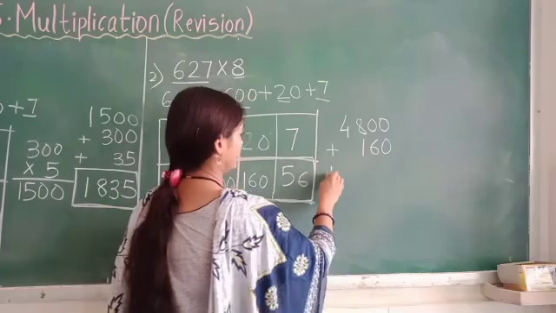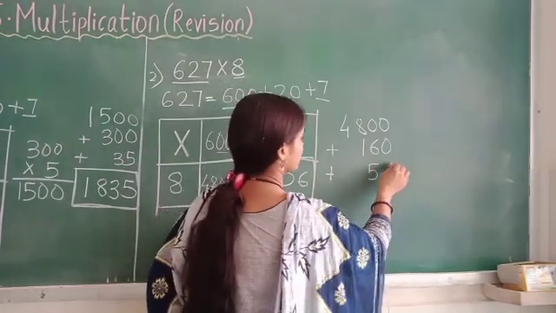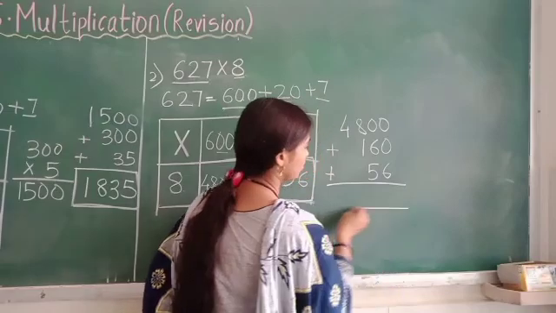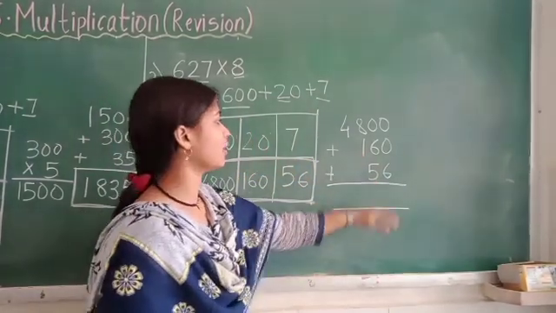160 plus what is the third number? 56. All these three numbers we will add together. That will be our answer.